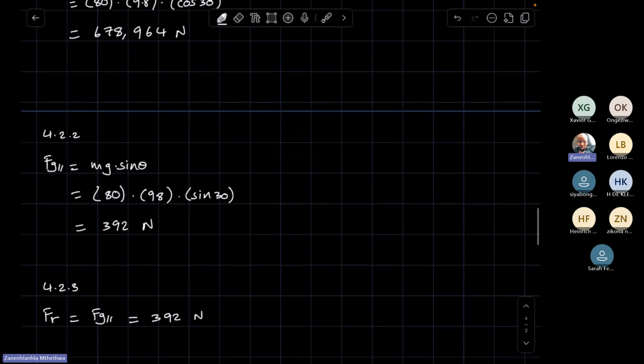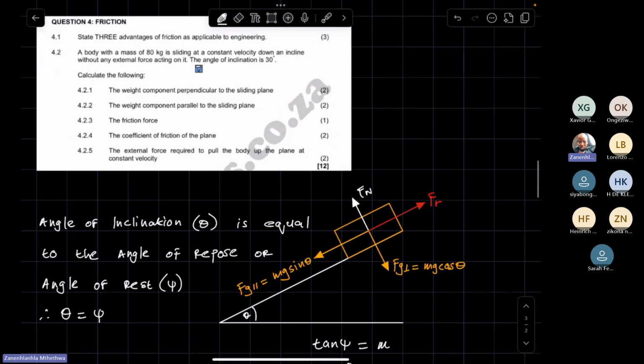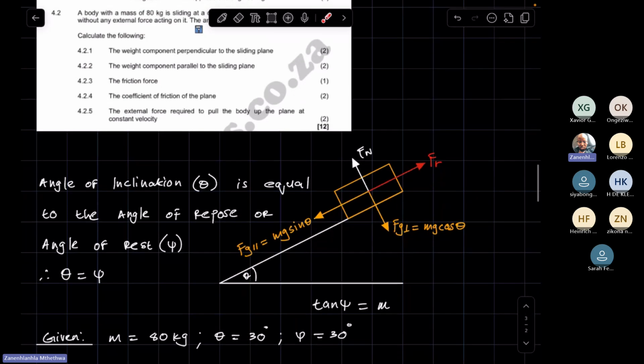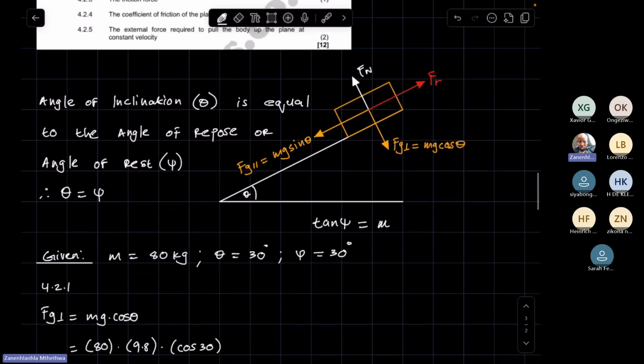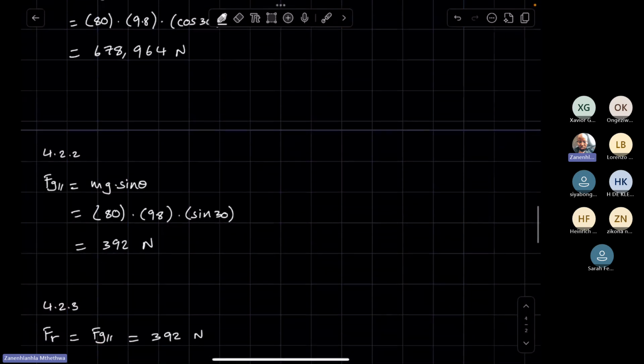4.2.5. The external force. Calculate the external force required to pull the body up the incline at constant velocity. Right. So now the scenario is changing. They now are saying there is a force being applied that pulls the body up the incline at constant velocity. Right. It means our free body diagram is going to be a bit different now.